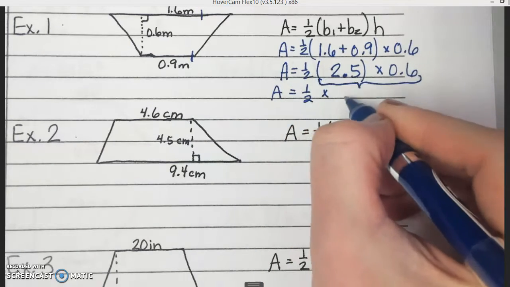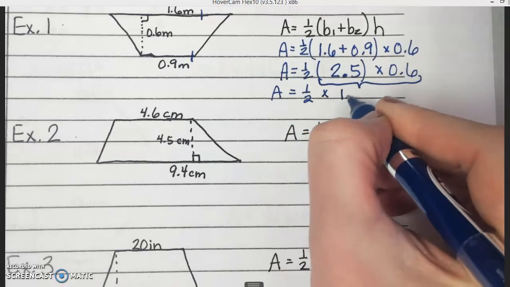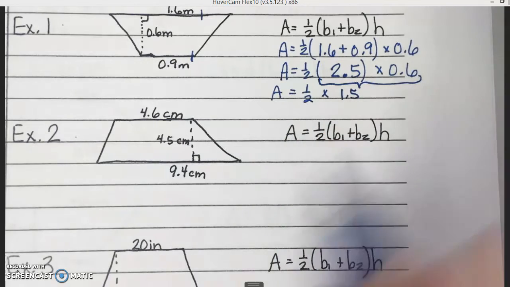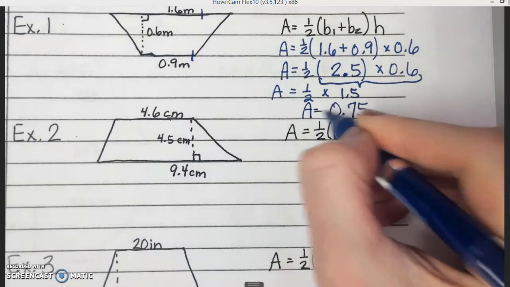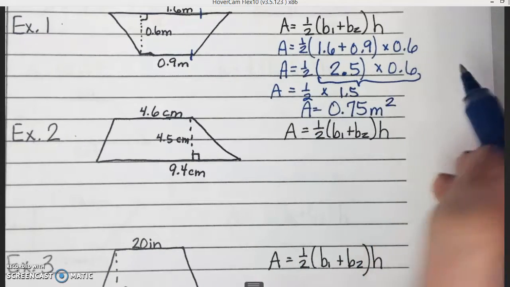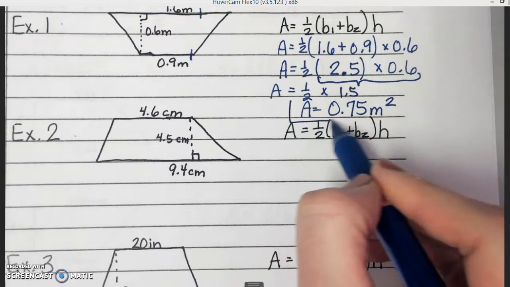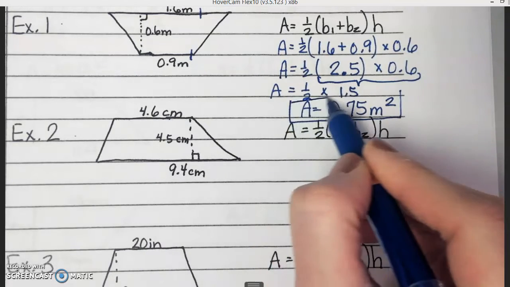So right here, area equals half of, and remember right here that means you're multiplying. So we're saying half of 1.5. So how would we half 1.5? Just put in 1.5 and do what with it? Divide by 2. And what do we get? 0.75. Now, since this is area, that means I have to put meters squared. So there's our answer for example 1.